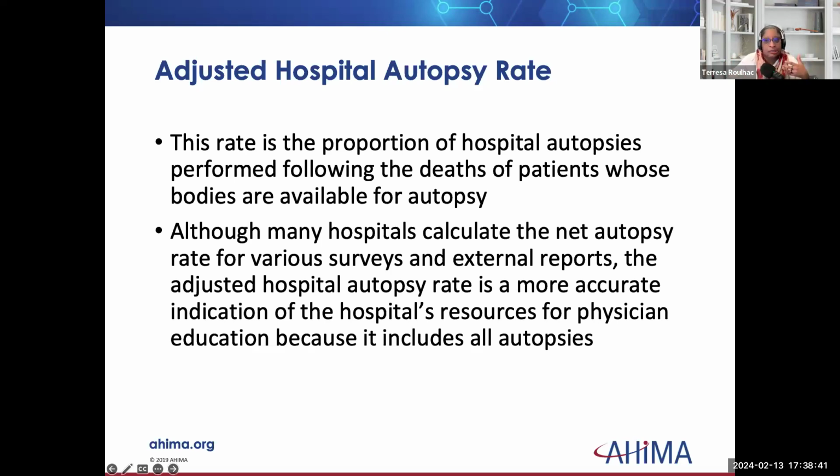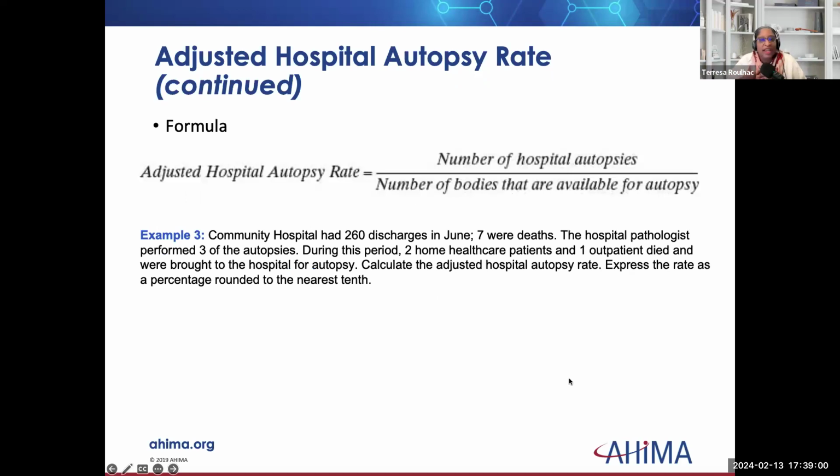And then, of course, there's other patients where maybe they were hospital home care patients or they were outpatients, but they were previous hospital patients who died somewhere, but made their bodies available for that particular hospital's autopsy. And then, of course, you guys know we have formulas, right? All right. Community hospital, 260 discharges in June, 7 were deaths. Hospital pathologists performed 3 autopsies during this period. 2 home healthcare patients ended up at that hospital, right? And 1 outpatient died, and they were also brought to that hospital. Now we're going to calculate the adjusted hospital rate. We get our formula.